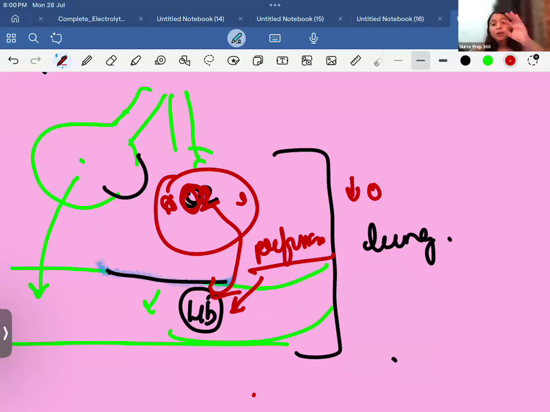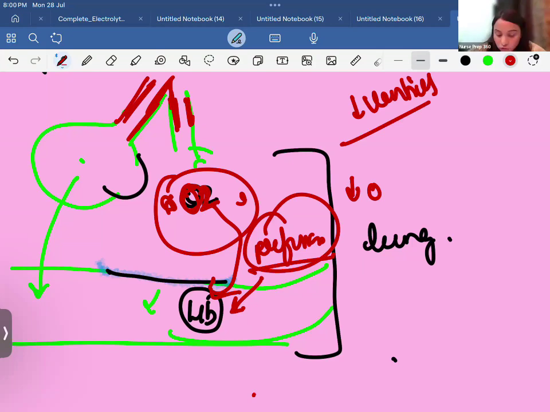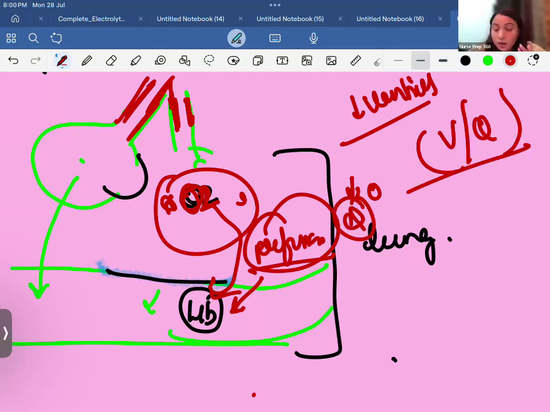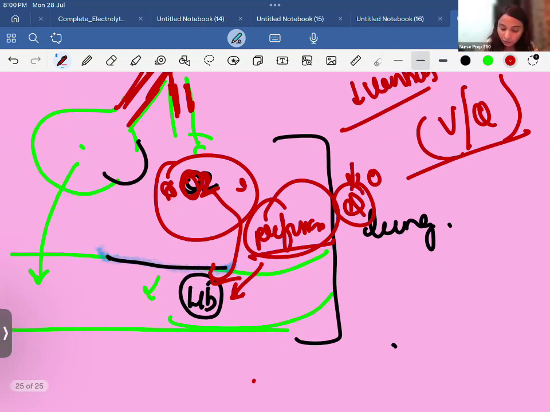There will be a problem in ventilation also, because there is so much productive cough and your airways are filled with thick sputum and mucus. So there is a decrease in ventilation and perfusion. Perfusion is denoted by Q. So there is a decrease in the ventilation perfusion ratio, and your body will not get a good amount of oxygen.